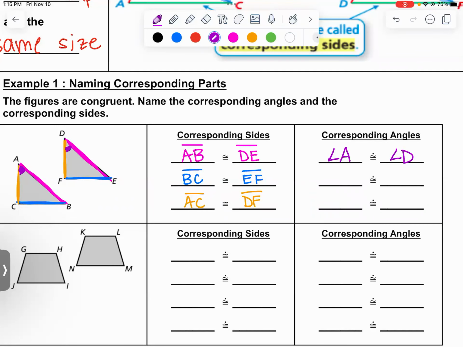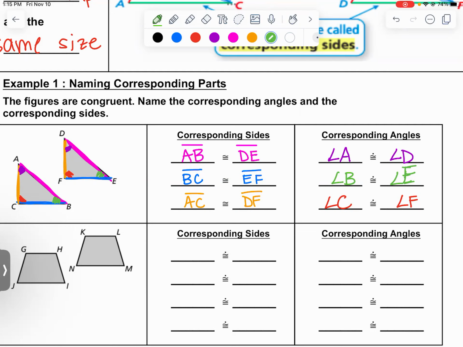Okay. Alexander, what about angle B? What's congruent to angle B? Angle E. Okay, Ruby, what's our last set of angles? Well, I like F, but what's F in the same spot as? Okay, so angle C and angle F are in the same spot. So they are corresponding, they are congruent.